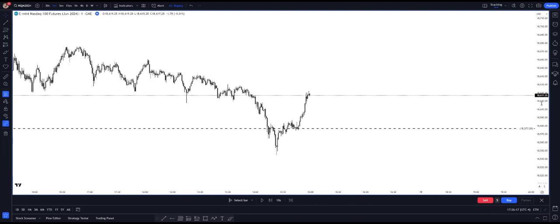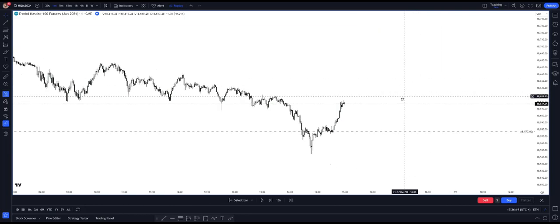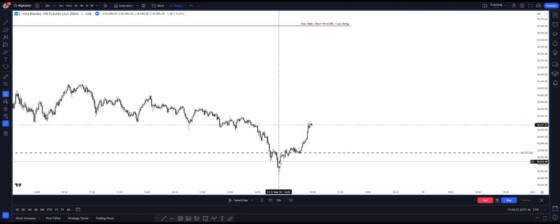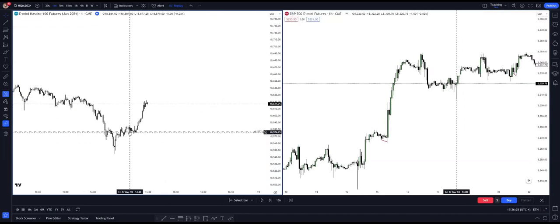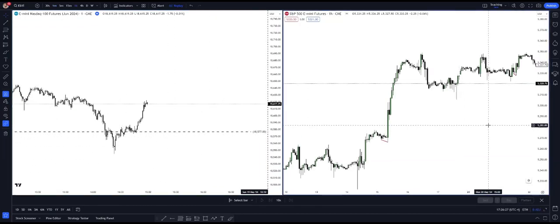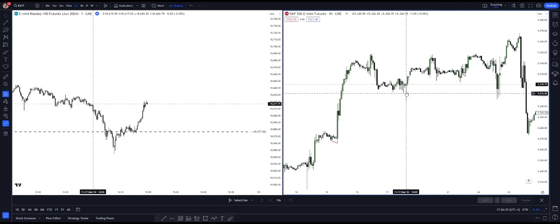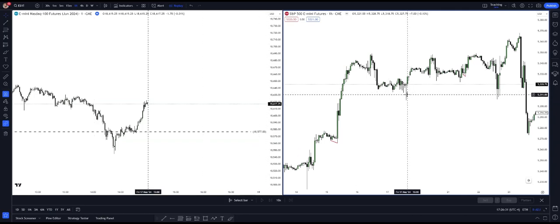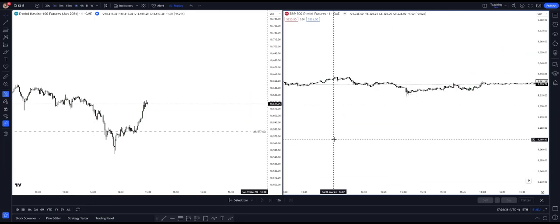Here, let me zoom in to this price action on the 1 minute. Let's see what's going on here. There's no trap. Let's take a look at the ES so we can find SMT divergences. It's here. Okay. May 17, ES on 1 minute.